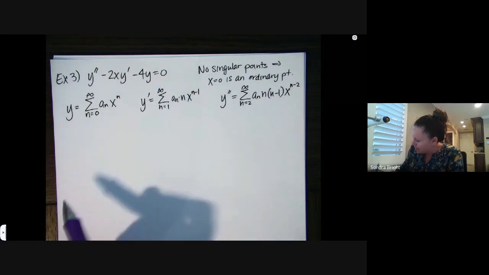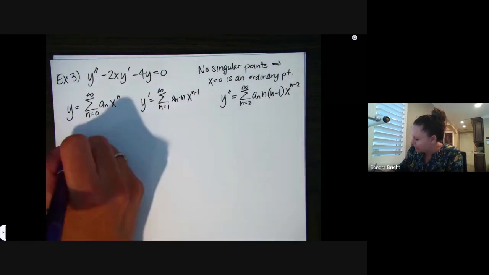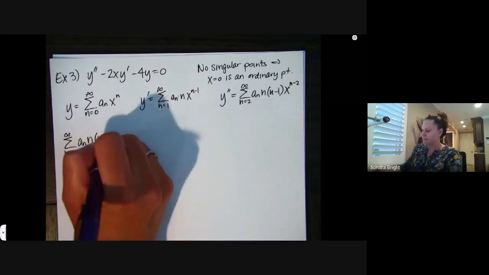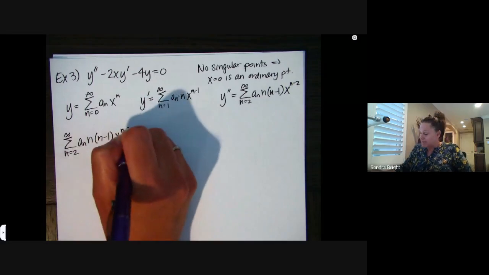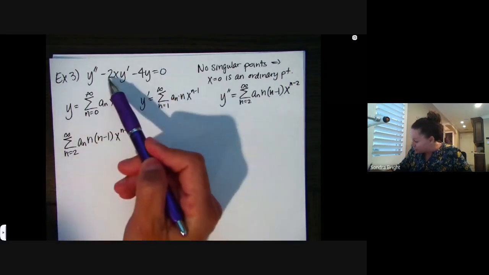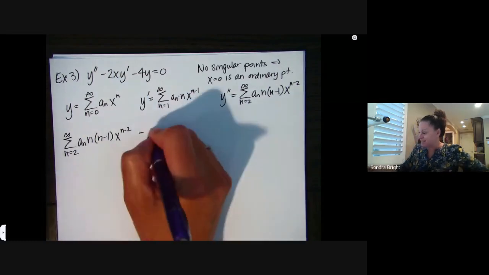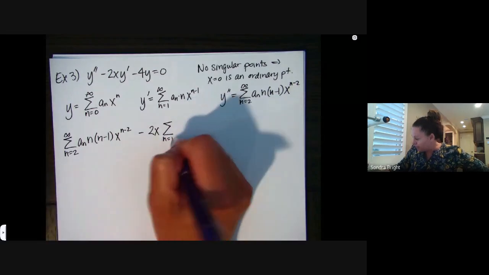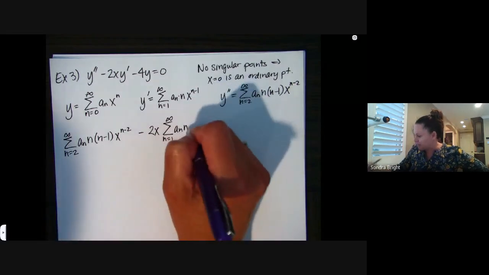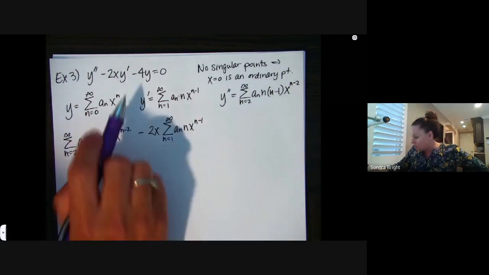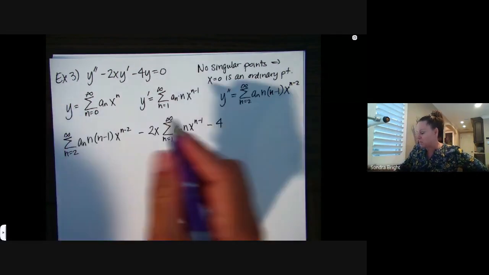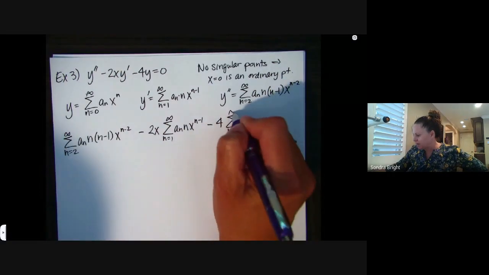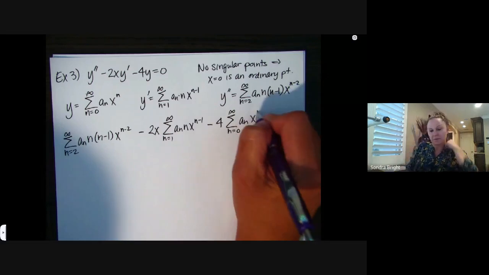So I'm starting with this one. We've got n equals 2 to infinity of a_n times n times n minus 1 times x to the n minus 2. Okay, I've got a coefficient this time. I've got minus 2x, so it's minus 2x times this y prime power series, n a_n times x to the n minus 1, and then minus 4 times y, and I'm replacing y with that power series there, a_n x to the n, and it's equal to 0.